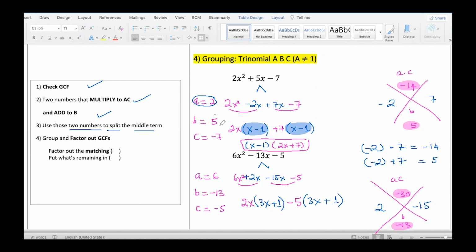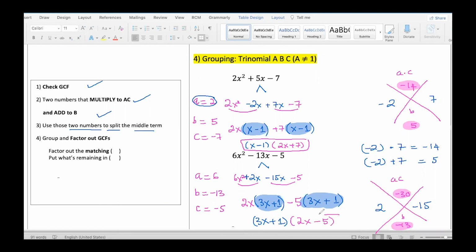Similar to what we just did, we both have 3x plus 1, and we both have 3x plus 1. So I will take the 3x plus 1 out in the parenthesis. And then I'm going to take 2x minus 5. That's what we have left.